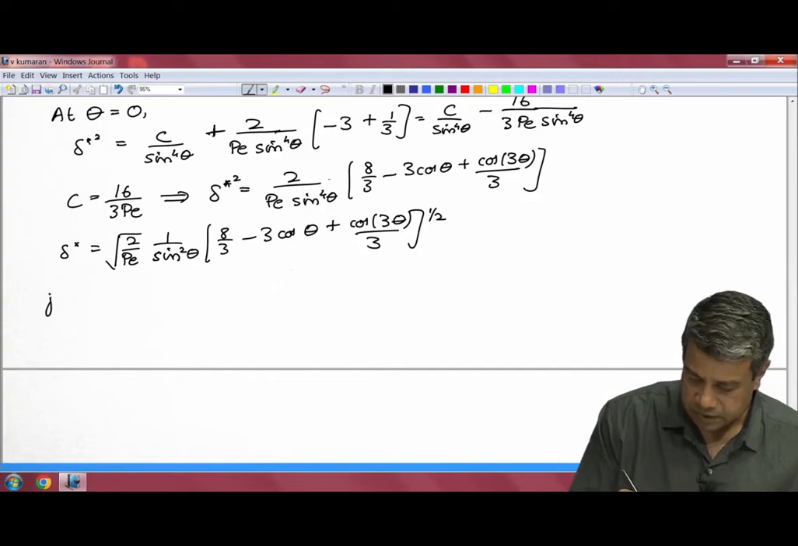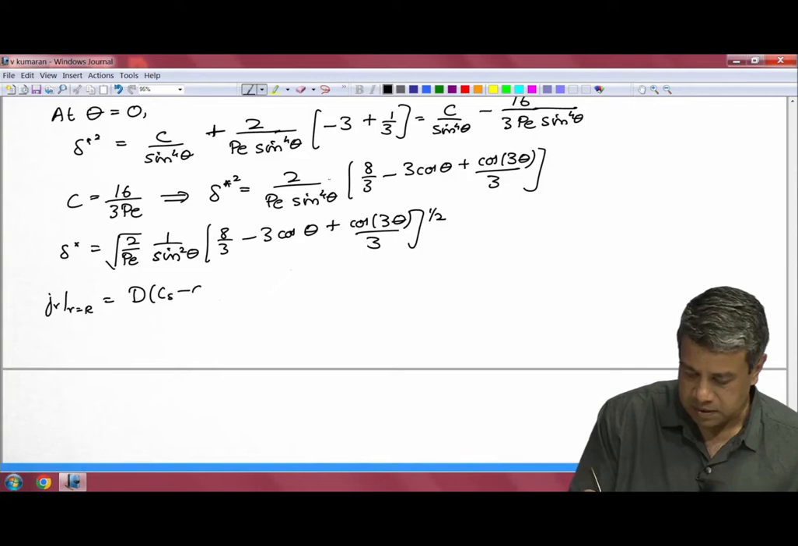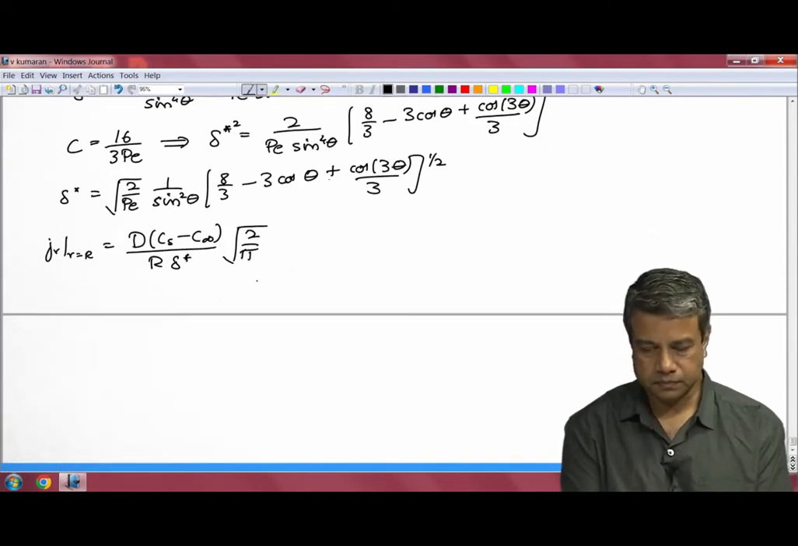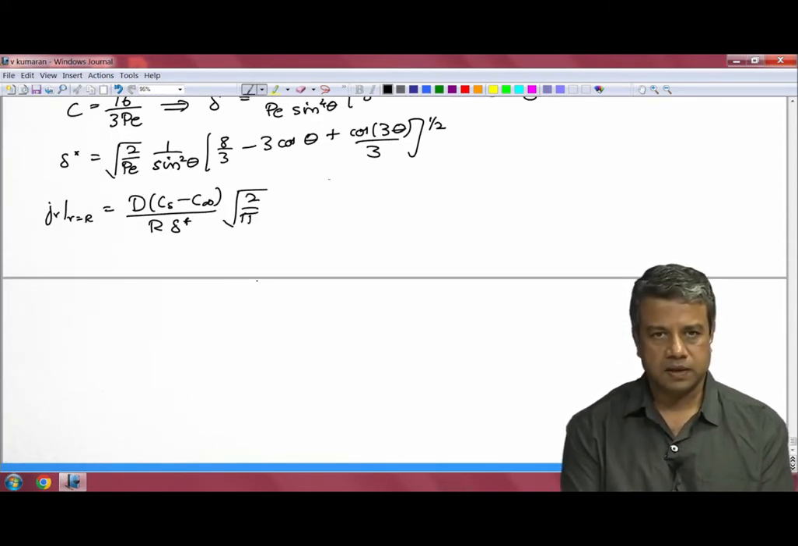So, therefore, the local flux at r = R is equal to D (Cs − C∞) by R δ*, times root of 2 by pi. That is the local flux.